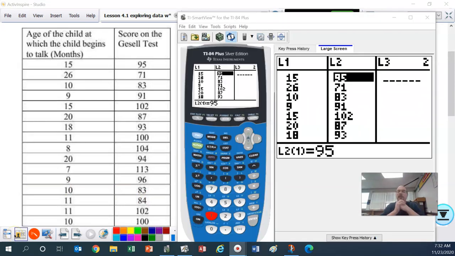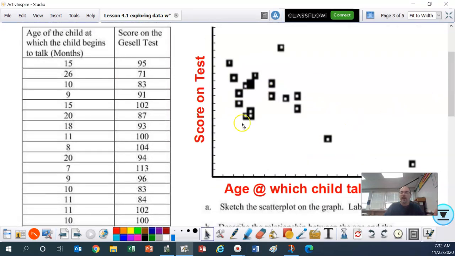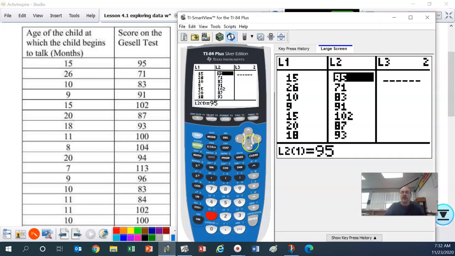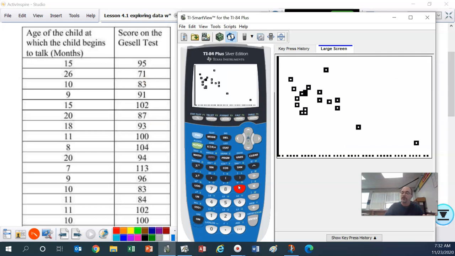All right, ladies and gentlemen, I am back. So we have the data typed in. Hopefully you got all the data typed in, and don't forget there's some on the bottom. I've already got my graph up there. I've got it labeled: the explanatory variable, age at which the child talks, and the score on the test. Again, we can do zoom 9 to see it on our calculator.